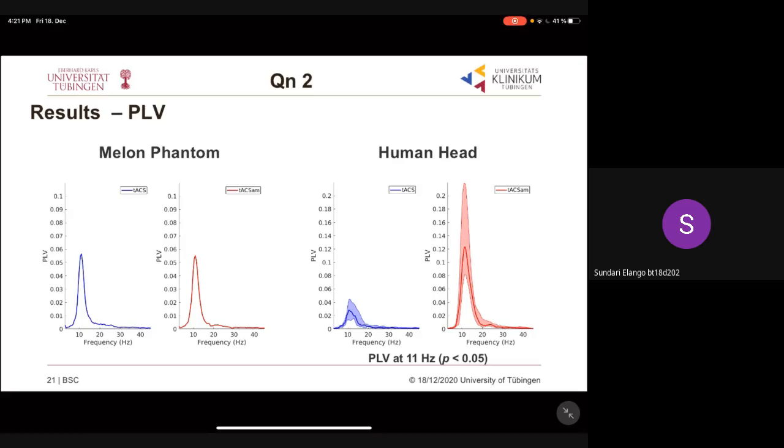So this was our second hint that the actual entrainment or the phase locking is quite strong in the amplitude modulated signal compared to the conventional TACS signal. And this led us to the understanding that probably the amplitude modulated signal is a better tool for introducing phase locking compared to a conventional TACS signal.